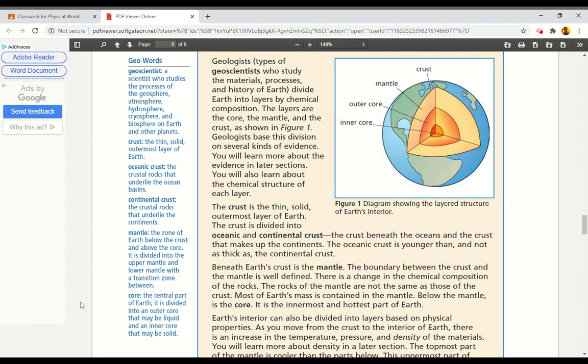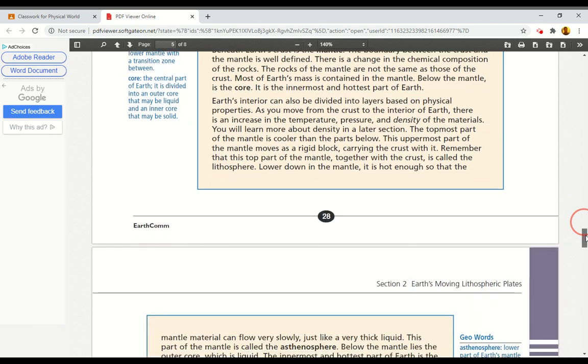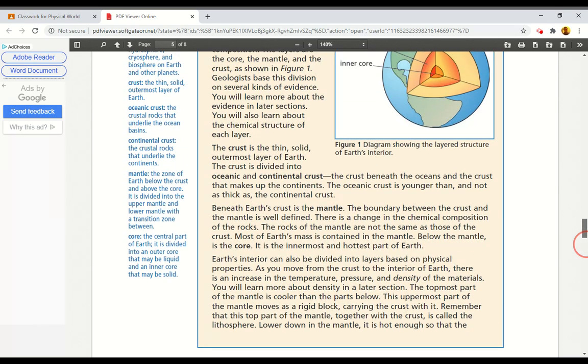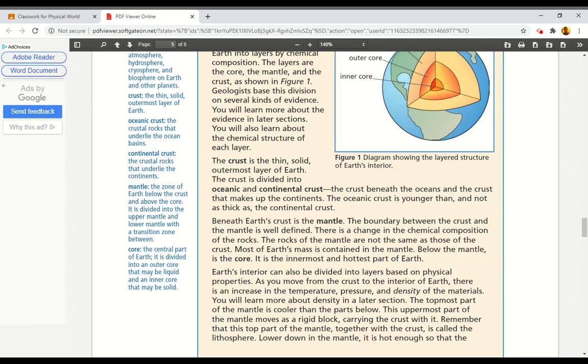Earth's interior can also be divided into layers based on physical properties. As you move from the crust to the interior of the Earth, there is an increase in the temperature, pressure, and density of the materials. You will learn more about density in a later section. Let me scroll back up so we can see this diagram as I'm talking about it.